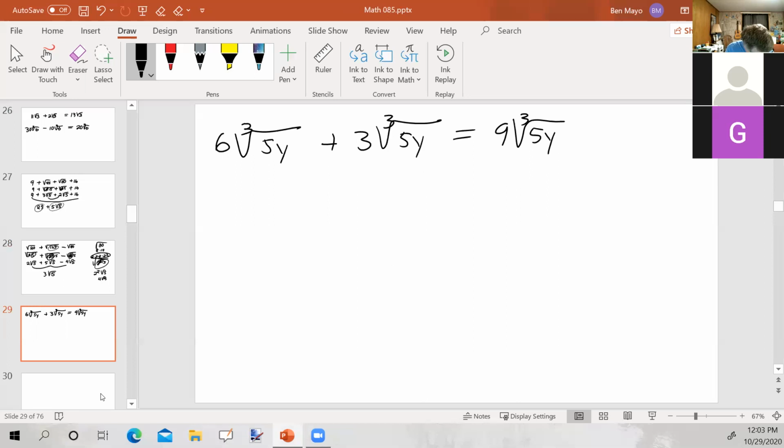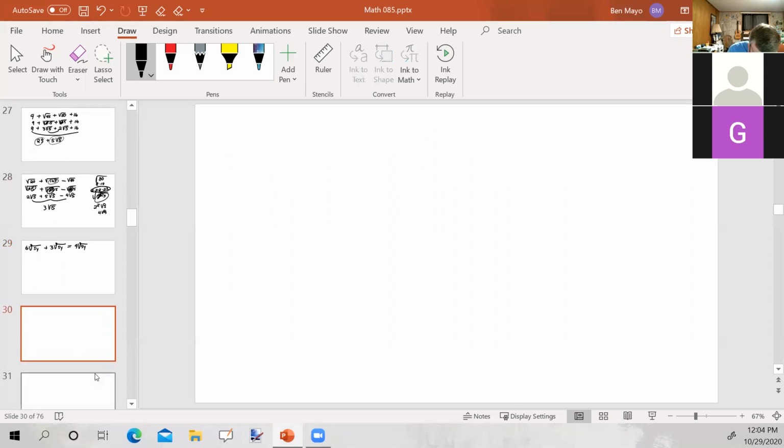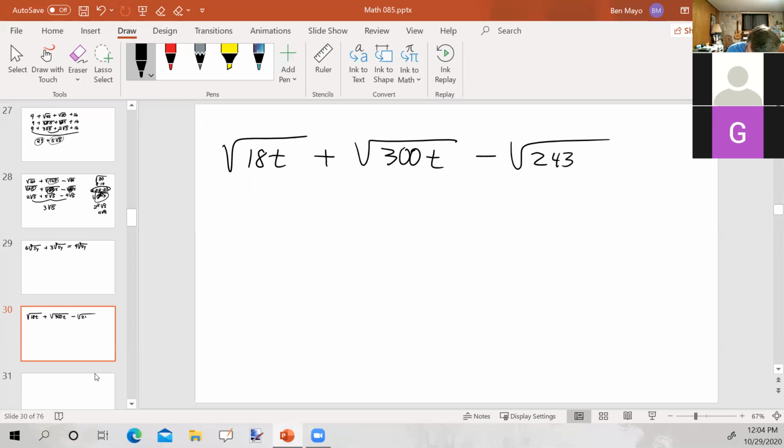Now, put on your life jackets. We're going into the deep end. The square root of 18t plus the square root of 300t minus the square root of 243t. The assumption we've kind of made up to now is that all those radicals are going to work out to where they simplify and go together. Not always the case, as we shall see here.